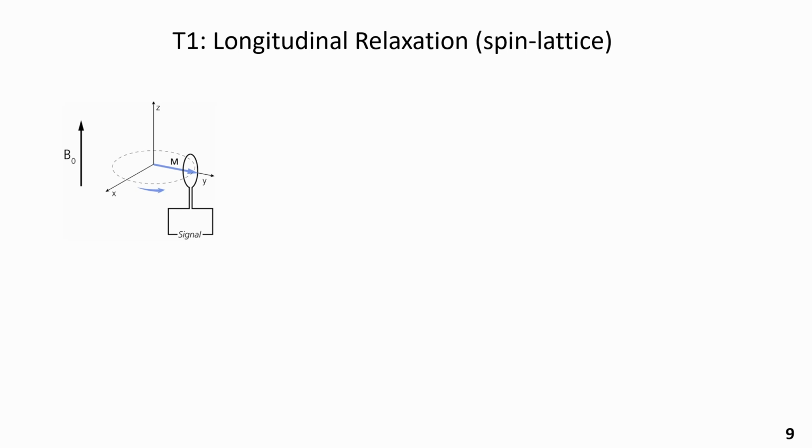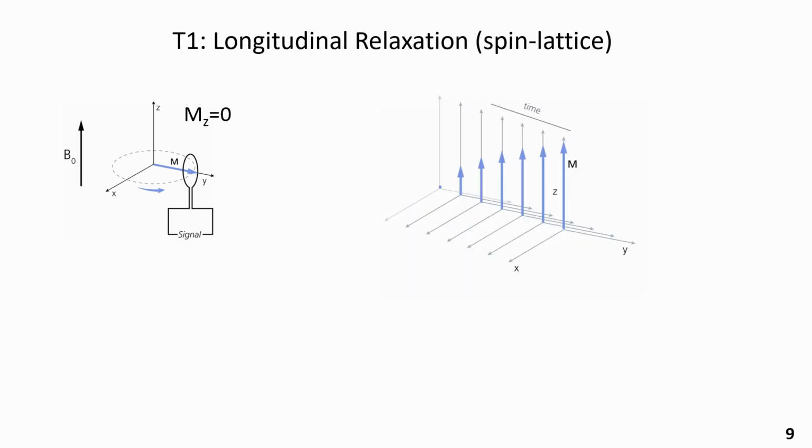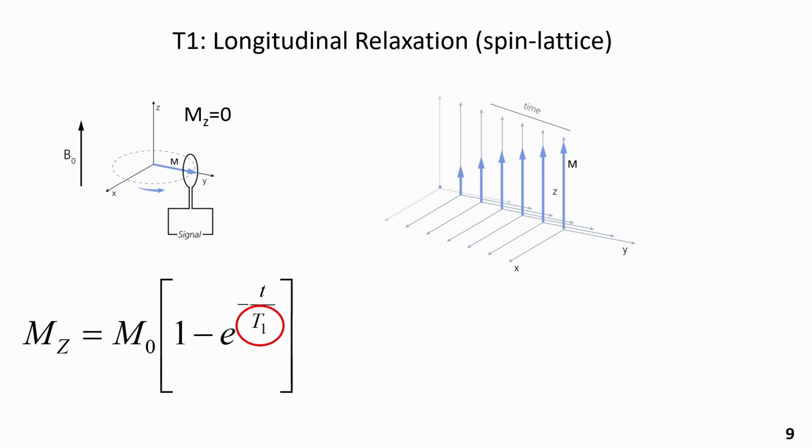Right after the RF pulse, the entire net magnetization is on the transverse XY plane. None is left along the Z-axis. As time goes by, the magnetization along Z slowly recovers exponentially. This is done slowly based on the tissue's relaxation parameter T1, and for normal myocardium, it is about 1 second.